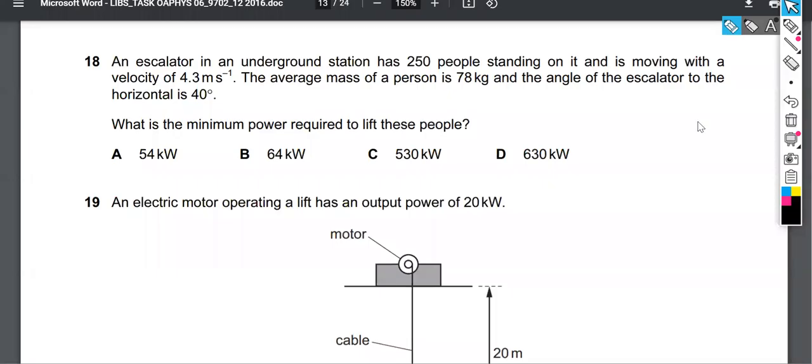In this work example, we're considering the question: an escalator in an underground station has 250 people standing on it and is moving with a velocity of 4.3 meters per second. The average mass of a person is 78 kilograms, and the angle of the escalator to the horizontal is 40 degrees. What is the minimum power required to lift these people?